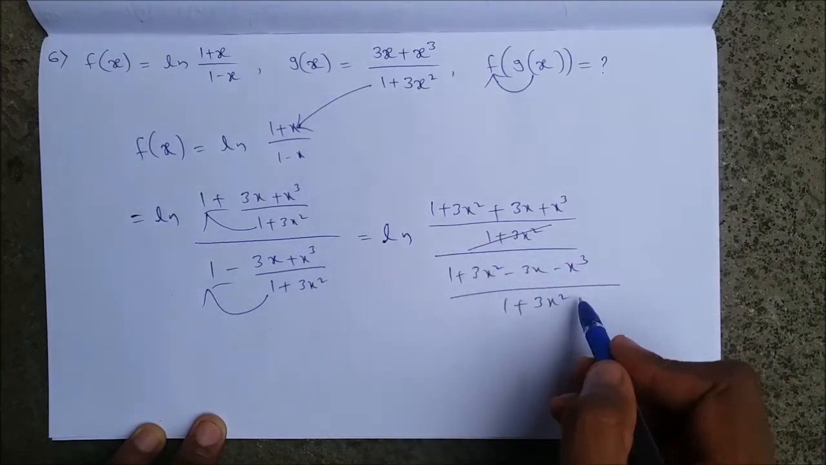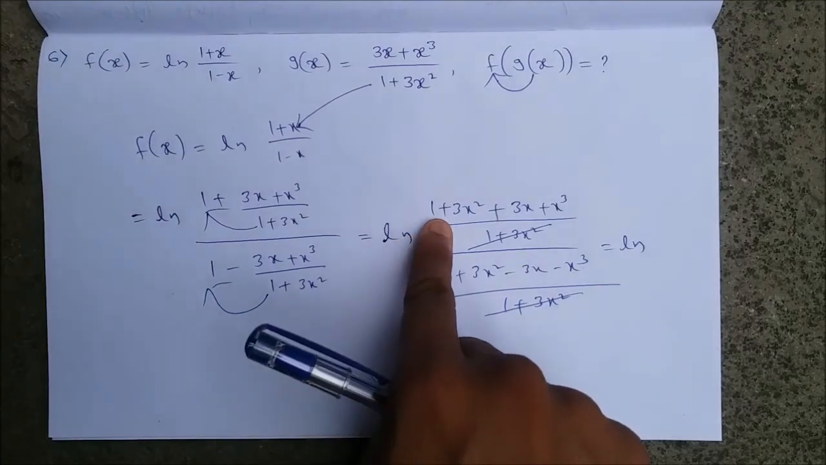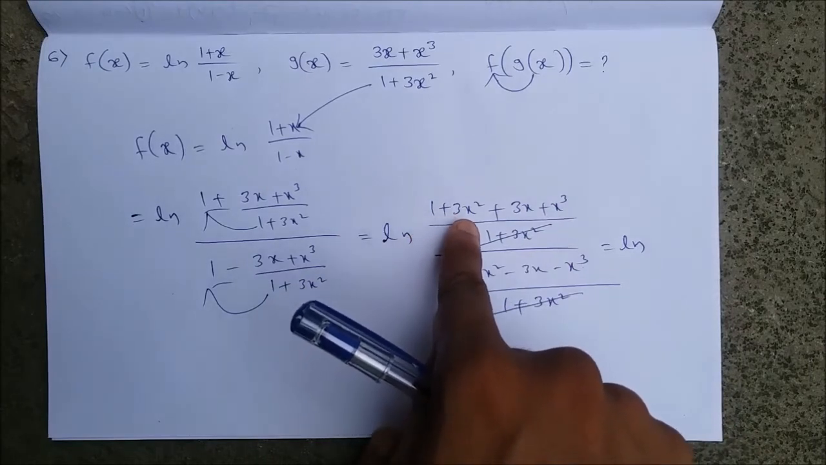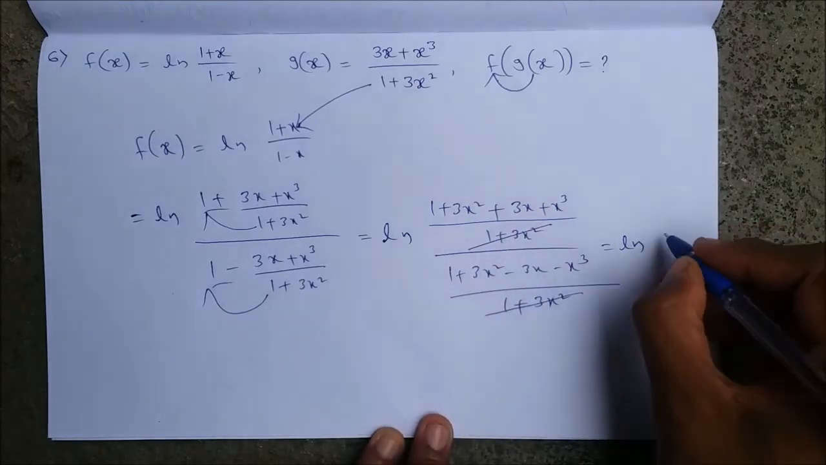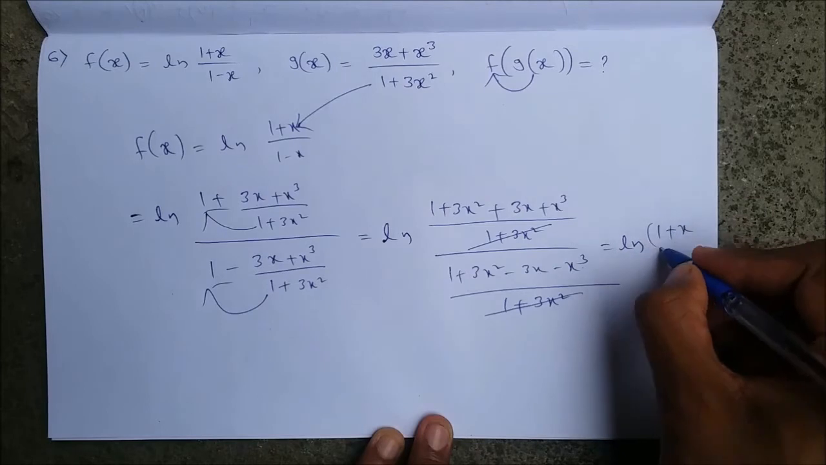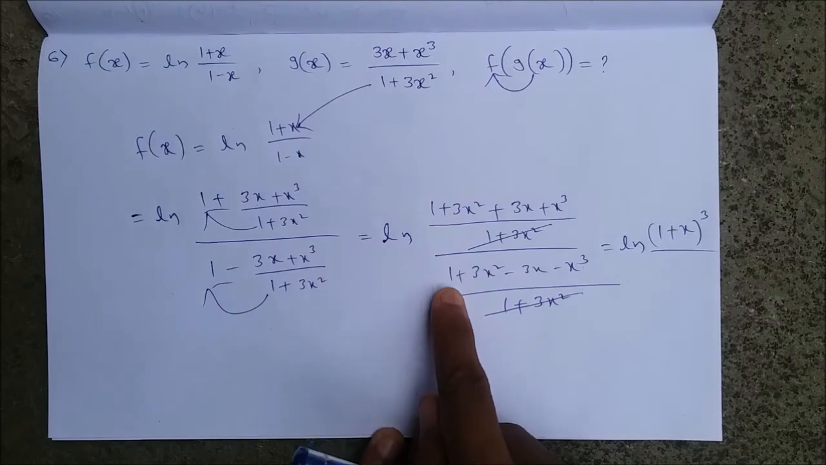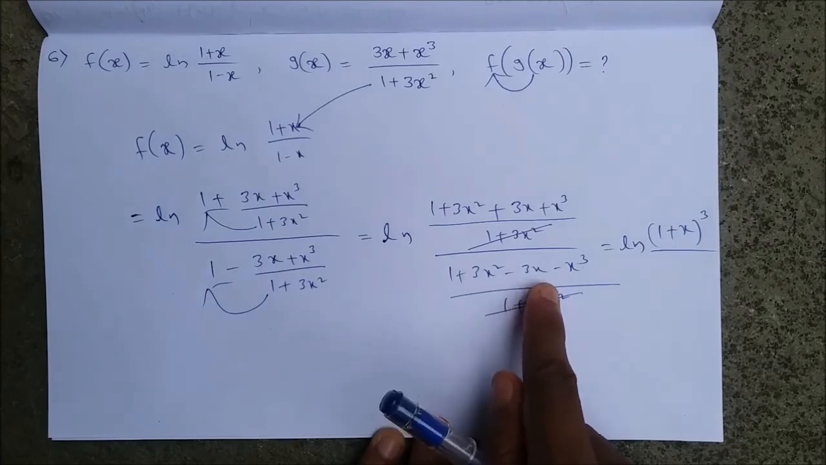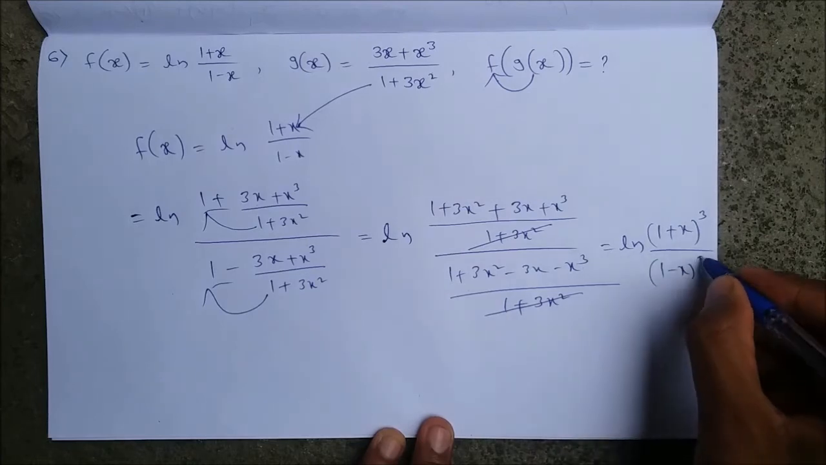Here, 1 plus 3x square and 1 plus 3x square will get cancelled. If we observe the numerator as well as the denominator clearly, 1 plus 3x square plus 3x plus x cube, a cube plus 3a square b plus 3ab square plus b cube, this is the (a plus b) whole cube formula. So we can write it as (1 plus x) whole power 3. The same way in the denominator, a cube minus 3a square b plus 3ab square minus b cube, the (a minus b) whole cube formula, (1 minus x) whole power 3.